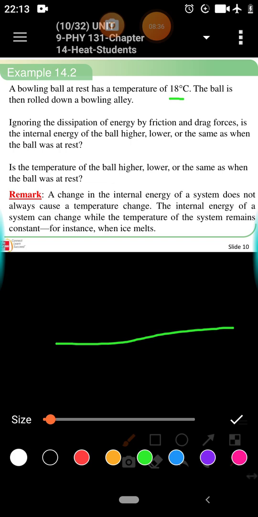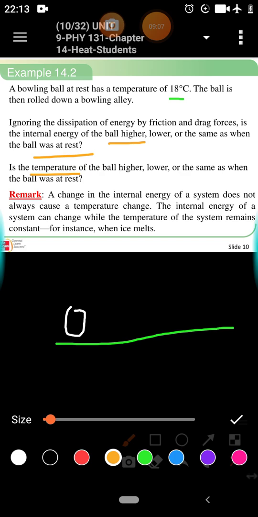Is horizontal. And then they say that ignoring the dissipation of energy by friction, it means that the flow is frictionless, and drag forces, that means we ignore air resistance. Is the internal energy of the ball higher, lower, or the same as when the ball was at rest? So is the temperature of the ball higher, lower, or the same as when the ball is at rest?